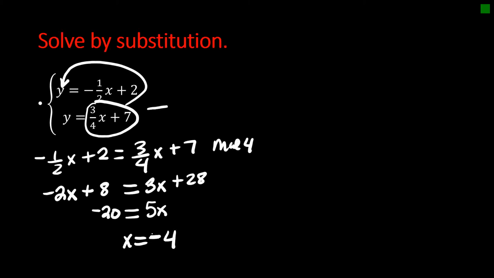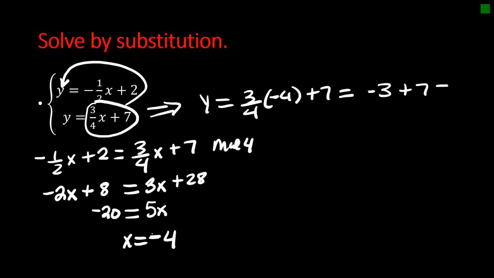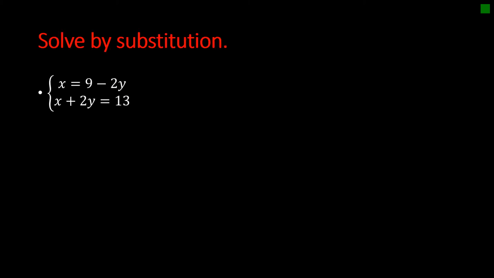And then I need to find my y. I'm going to go here. y is 3/4 times negative 4 plus 7, which is negative 3 plus 7, which is 4. So my solution set contains the point (-4, 4).